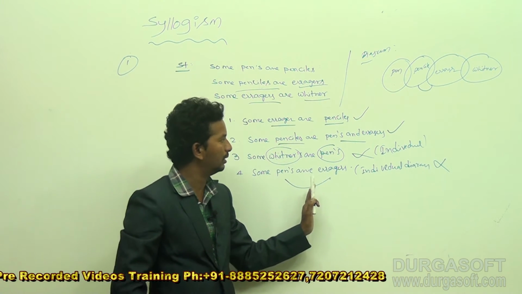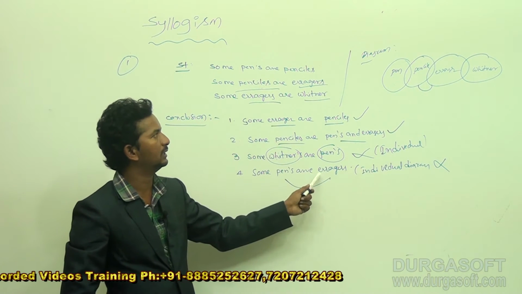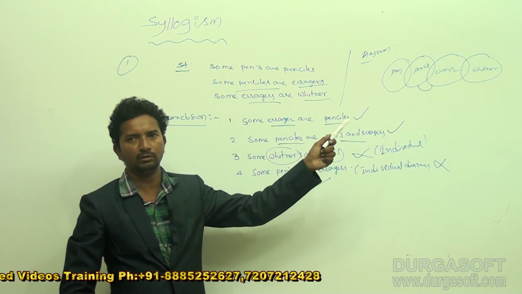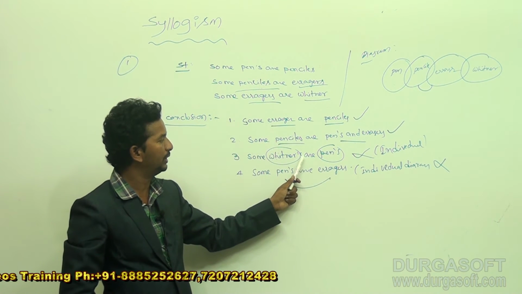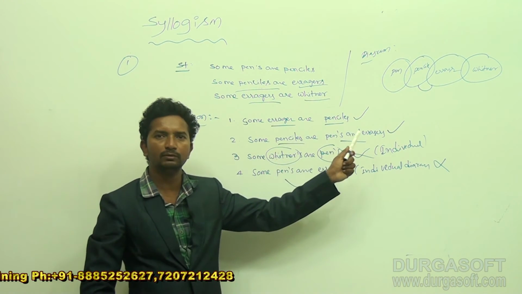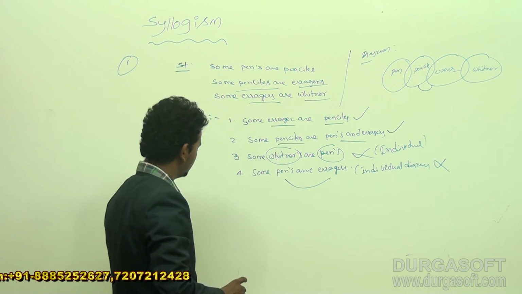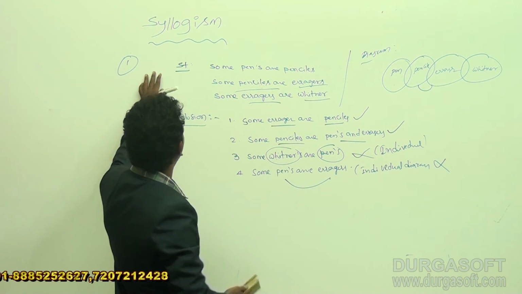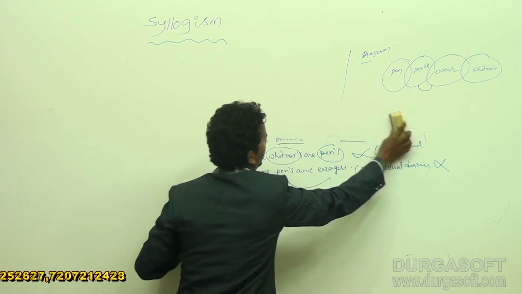Now the last one, some pens are erasers. The pen is there, the eraser is there, again individual diagrams. So the third and fourth do not follow, the remaining first and second will follow. Okay, this is my explanation for question number 1. Again I am taking question number 2.